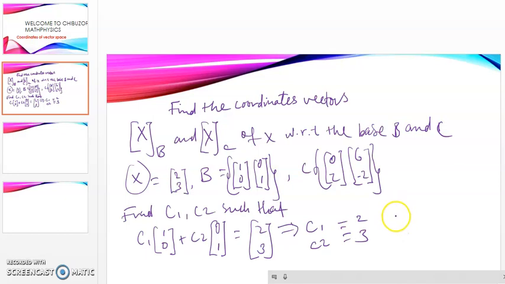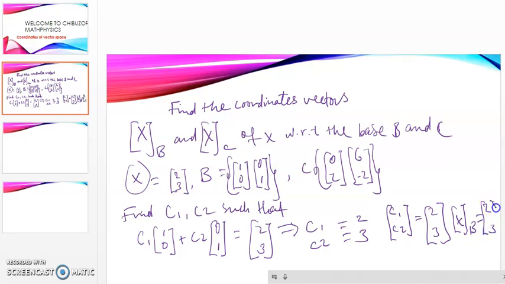So this means that our solution in finding the coordinates for these vectors will simply be (C1, C2). When we put C1, C2, this will be equal to (2, 3). Of course, this simply means that our x to the base b is simply (2, 3). And you can as well use your calculator to find this coordinate.